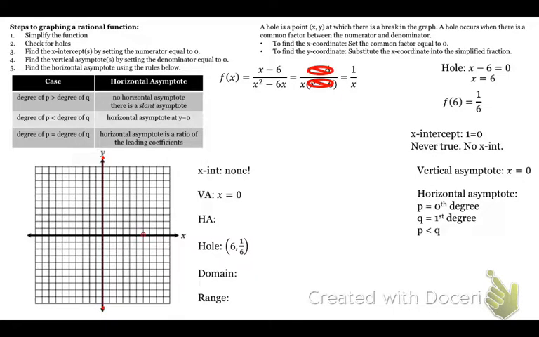Horizontal asymptote: the top is a 0 with degree... I don't know if that's correct terminology, whatever. But there's no degree on top, and it's a first degree on bottom, so the degree on top is less than the degree on bottom, which means the horizontal asymptote is at y equals 0. Which makes sense why we don't have an x-intercept then.